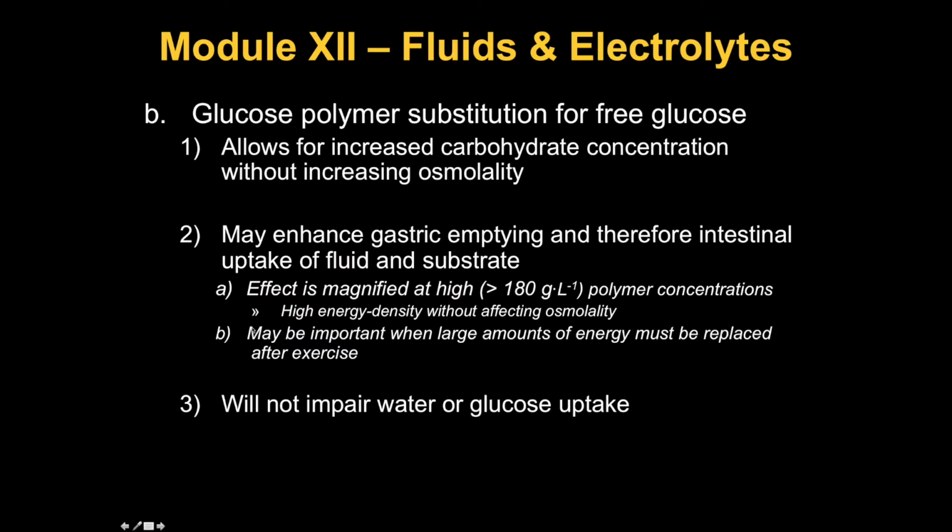So a glucose polymer substitution for free glucose would be a better way to go, because that's going to increase the carbohydrate concentration, again, without tinkering too much with that osmolality, and thus you're not going to have those shifts in fluid in the wrong direction. So this is actually perhaps going to increase gastric emptying, enhance it, and therefore the intestinal uptake of fluid and substrate is going to be continued and optimized. The effect is magnified at high polymer concentrations, so more than 180 grams per liter. So there's a high energy density.